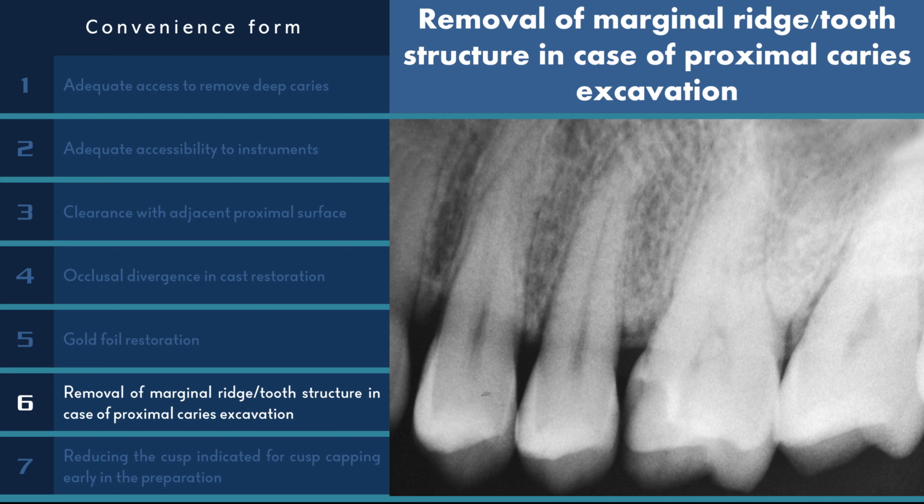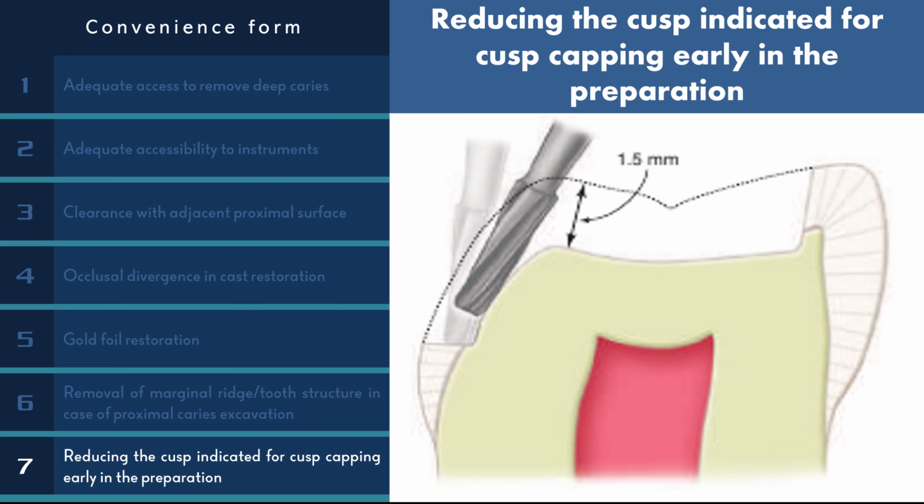And the last factor which has to be taken into consideration is whenever we are planning to do cusp capping, we have to reduce the cusp and include it along with the preparation early in the preparation. So it can be considered as a first step while preparing the tooth so that the cusp can be reduced and included into the tooth preparation.